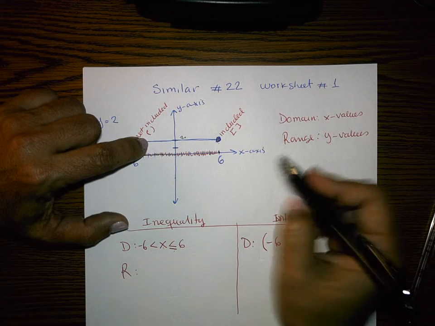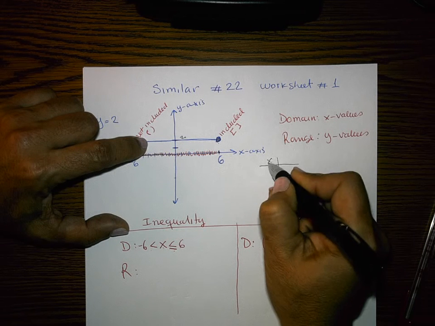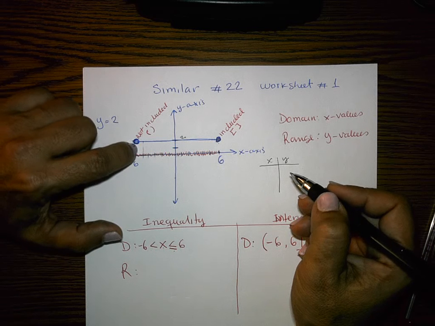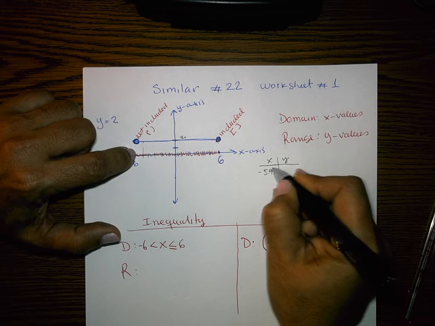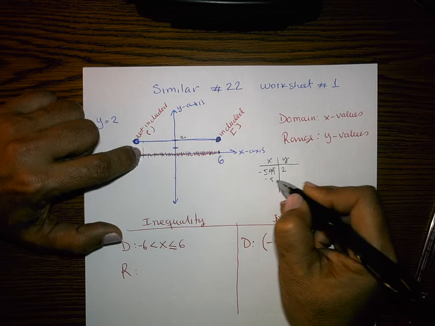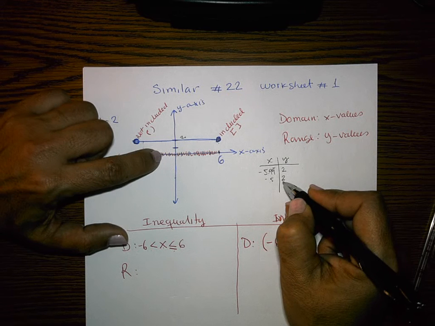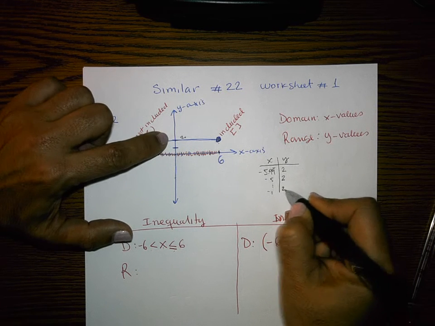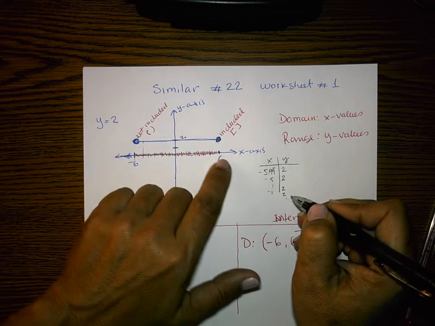If I was to create a table of x, y's, I'm not going to count negative 6 because it's not included. But negative 5.999 forever, I would match with the 2. Negative 5, if I follow, matches up with the 2. Let me skip a few. Negative 1 would match up with the 2. The only value we're getting for y here, up to 6, matches up with the 2.